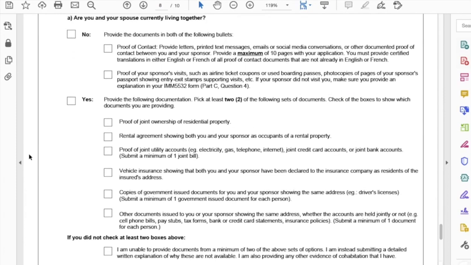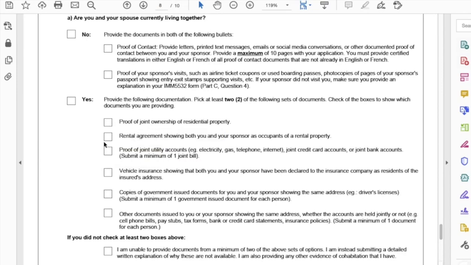Now, if the spouse is living in Canada, which documents do you need to provide? Proof of joint ownership of a residential property. So let's say you own a house. In that case, you should have the names of both the spouses in the ownership letter. Most people would be living in a rental space.